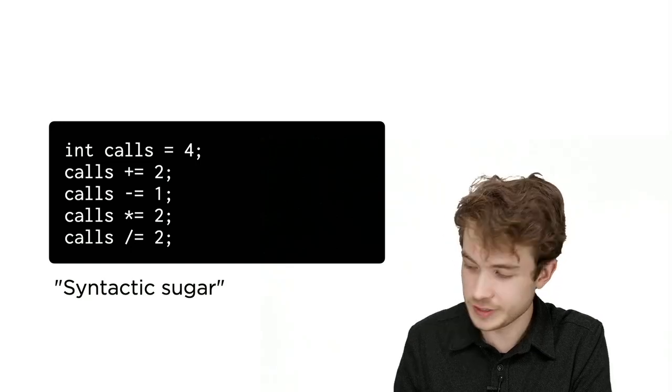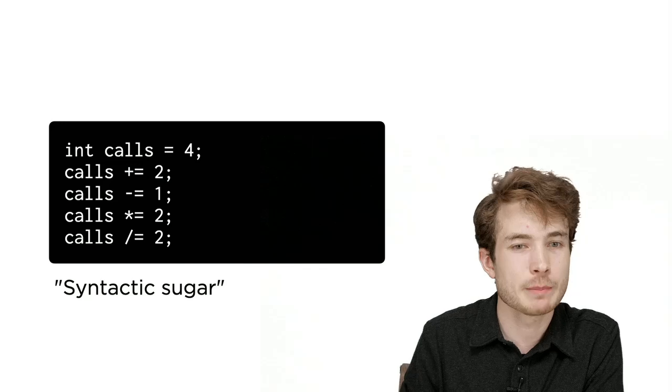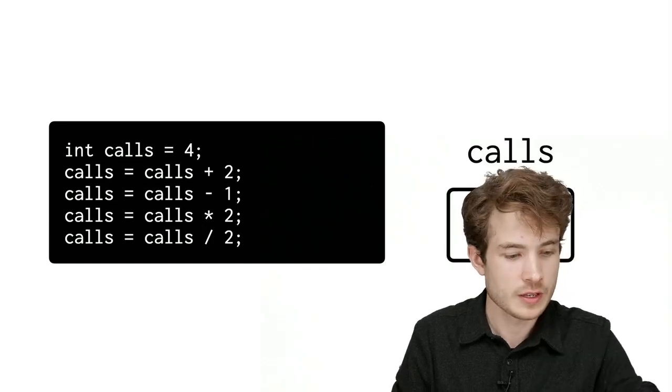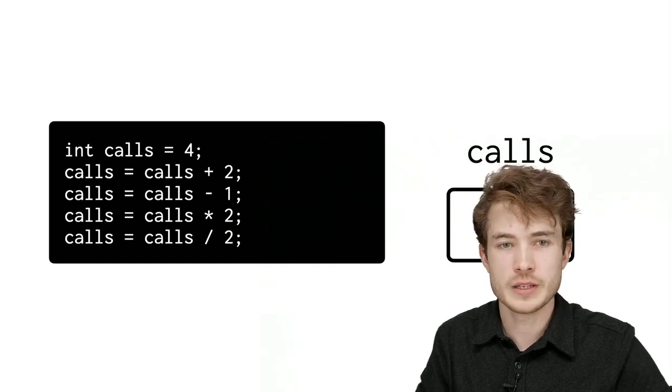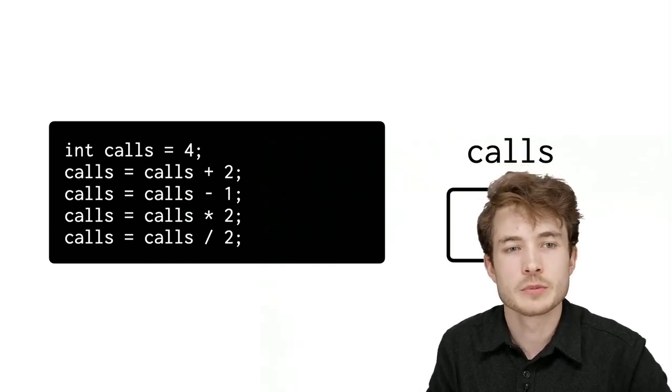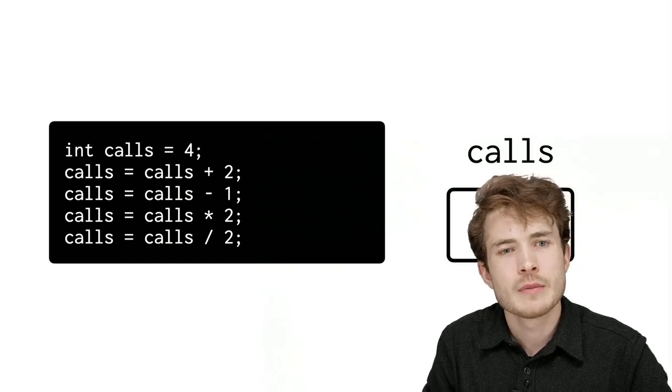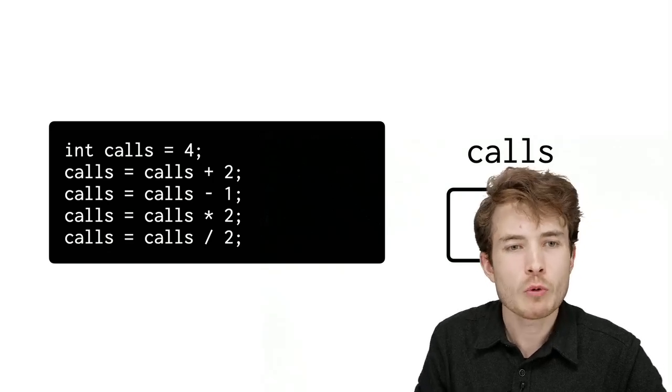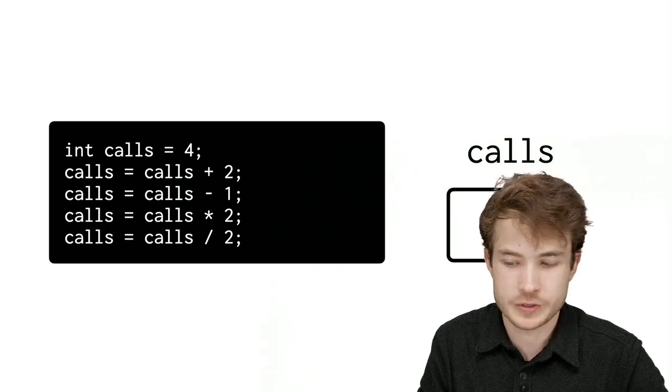So I'm curious here, if you were to walk through this step by step, what do you think the value of calls would be? We have some code on the left-hand side. Maybe pause the video, take a moment. What would be the value of calls?